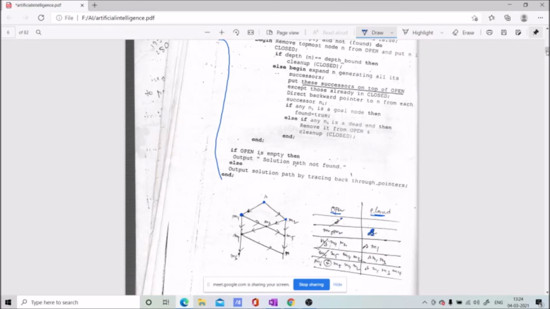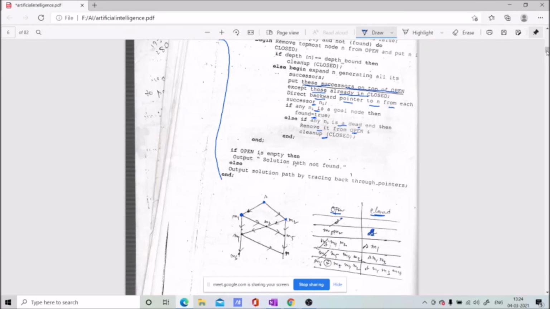Again you can select any one, depending on the architecture, that is, M1 is inserted first or M2 is inserted first. Depending on that, we put all the successors on the top of open except those already in closed, and direct a backward pointer to n from each successor. If ni is a goal node, then found equals true, else if ni is dead, remove it from open and clean up closed. So that is the procedure.